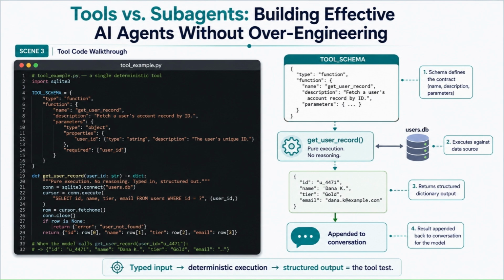When the model decides it needs this data, it emits a tool call with user_ID filled in, your application layer executes get_user_record, and the raw dictionary result gets appended straight back into the conversation for the model to interpret. This pattern, typed input, deterministic execution, structured output, is the practical test for whether something belongs as a tool at all, and it holds true regardless of how complex the underlying implementation happens to be.